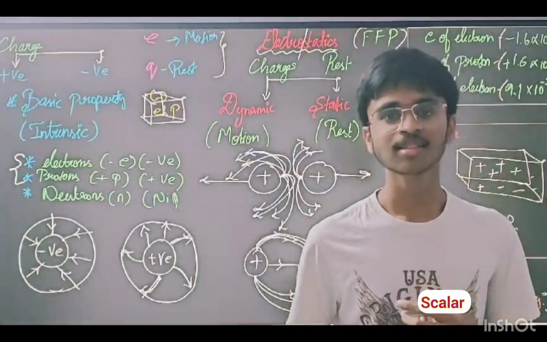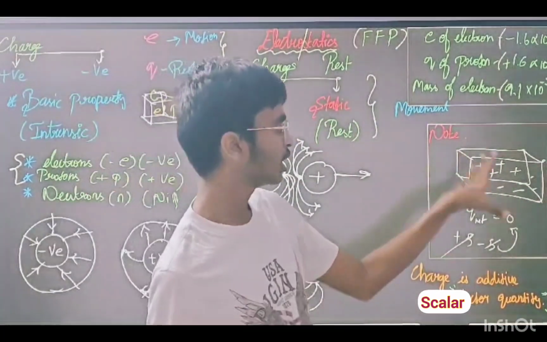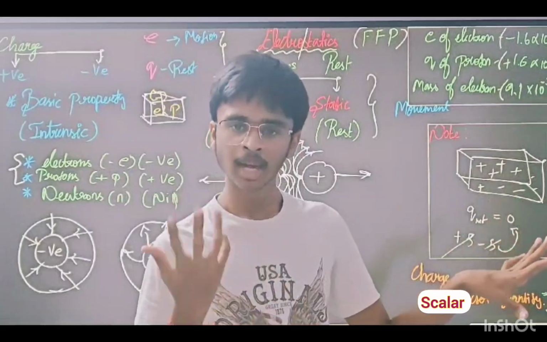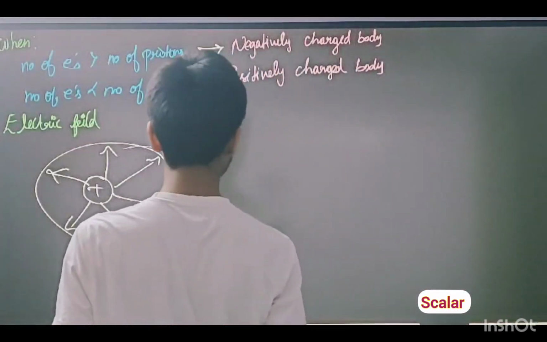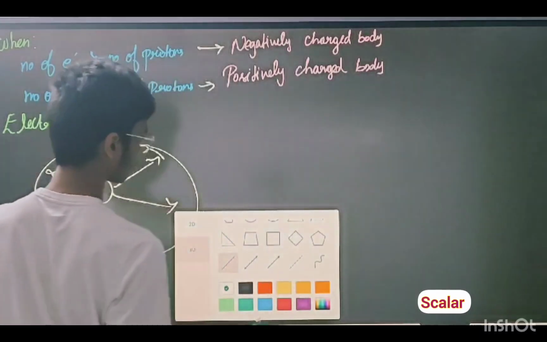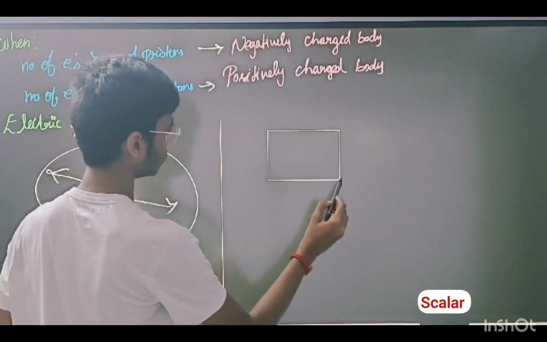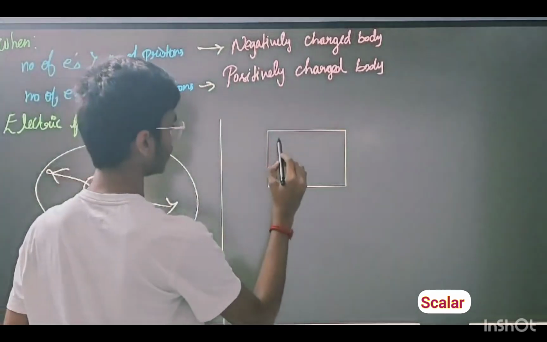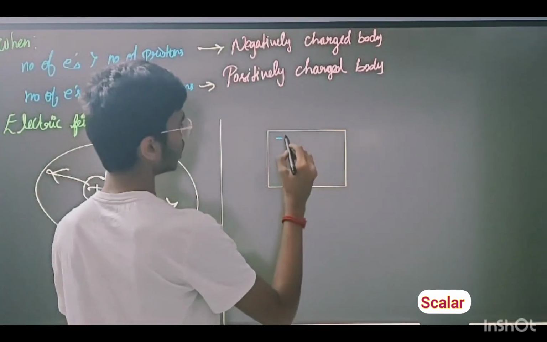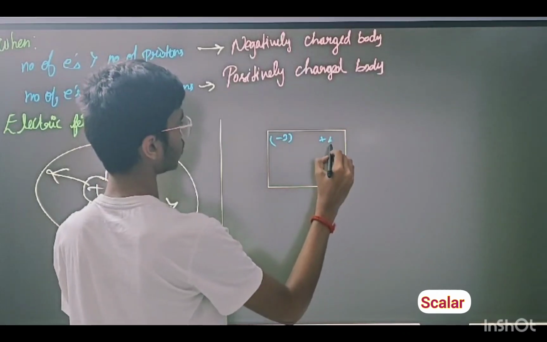Now, characteristics: charge is additive in nature. What does it mean? For example, it can be any body. In a body, there are charges. Now, how will you represent it? For example, this body is having different amounts of charges. Here it is having negative 3 charge. Here it is having positive 4 charge.